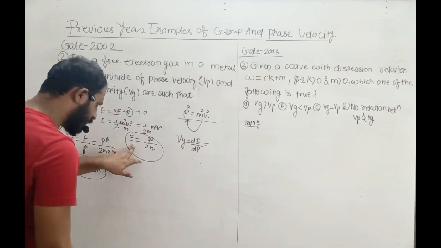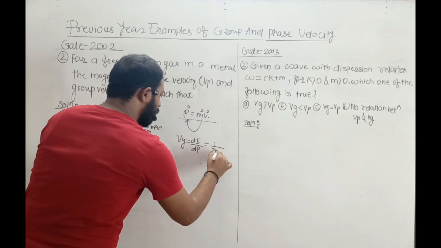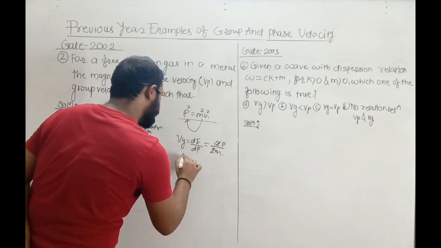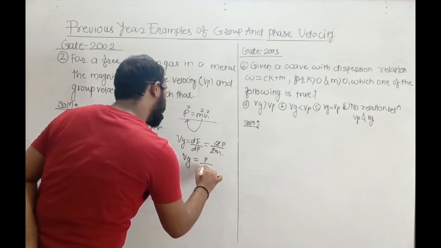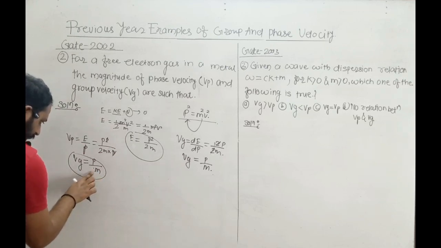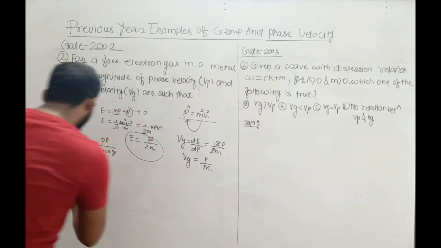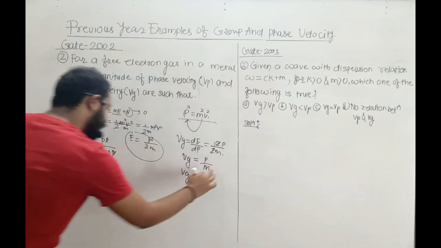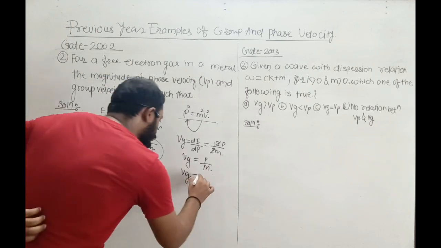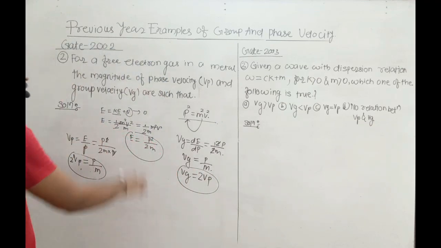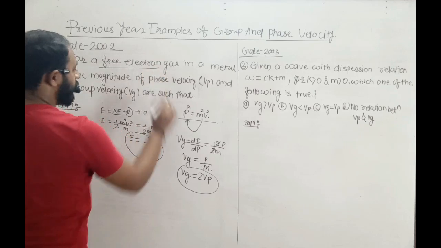Now this is your E. Here 1 by 2m is constant. Derivative of p square with respect to dp is 2p. The 2 gets cancelled. Therefore Vg equals p by m. Now see, if I shift to here, in place of p by m I can write 2 times Vp. Therefore Vg equals 2 times Vp. This is your relation between group and phase velocity if a free electron is given.